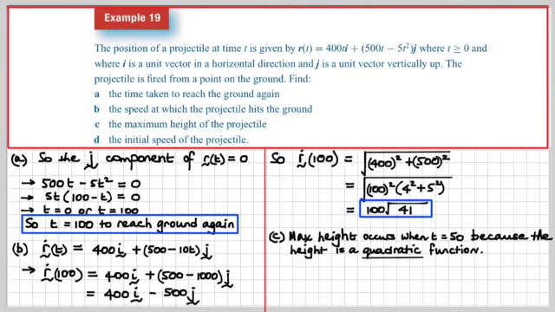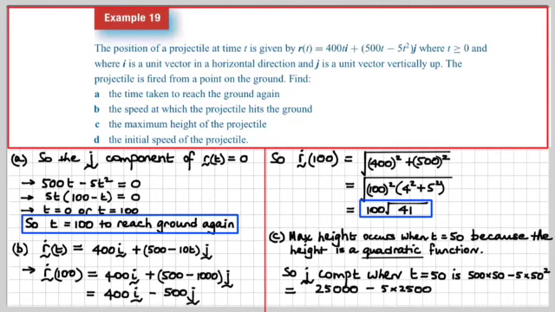Well, the maximum height occurs because this is a quadratic function. So you can treat it like a quadratic function. We know that it starts at t is 0 and it's going up and then it comes down again. Basically the maximum height's going to occur in the middle, because quadratic functions are symmetrical about their turning points. So it's going to reach its maximum height when t is 50. That's really easy to work out now.